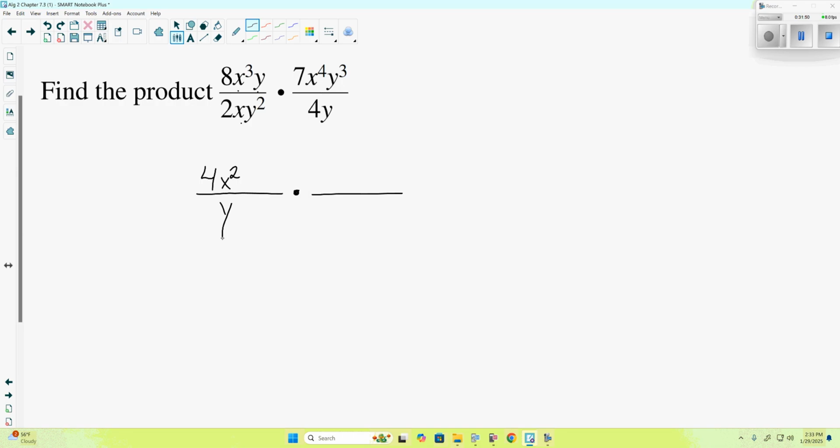And the second set, 7 over 4, is just 7 over 4. There is no x on the bottom, so the x to the fourth stays on top. And y to the third over y does then become y squared. So there's nothing saying that we had to just go straight to multiply. We could have simplified first and then multiplied.